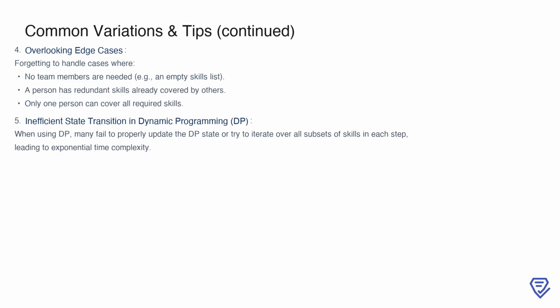Additionally, inefficiencies in dynamic programming state transitions can cause problems. If you iterate over all subsets of skills at every step, the time complexity can quickly become exponential. Properly updating the DP state and focusing on efficient transitions is critical to keeping computations manageable.